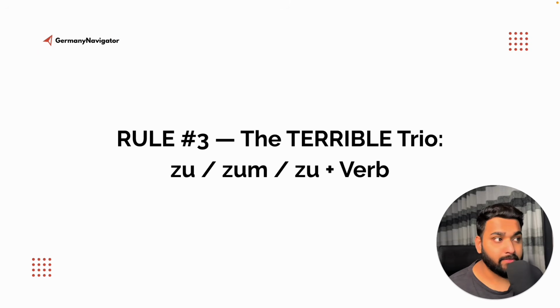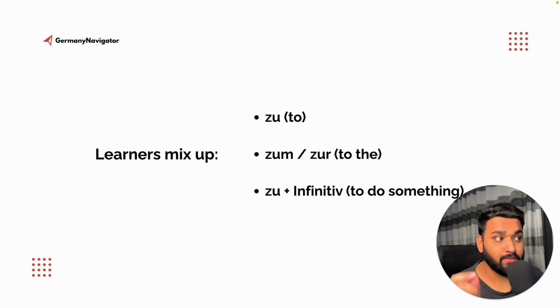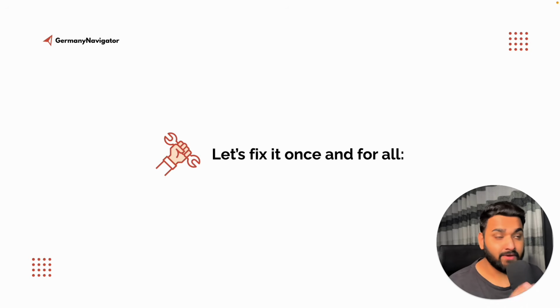Now let's continue with rule number 3, the terrible trio: zu, zum, or zu plus verb. Which one should you use? This one destroys brain cells daily. Learners mix them up between zu, zum, and zu plus infinitive. Zu means to, zum means to the with the article, and zu plus infinitive means to do something. No worries, let's fix it once and for all.